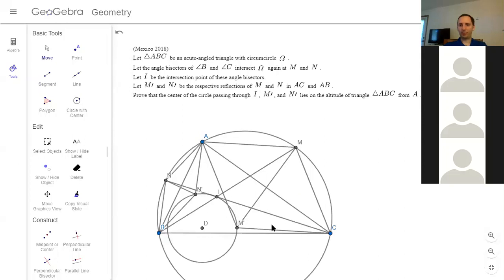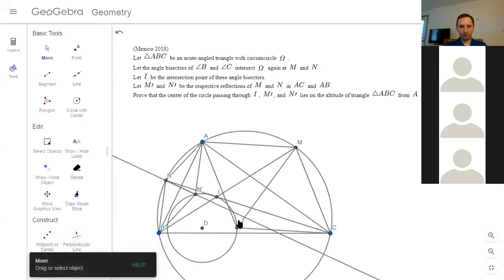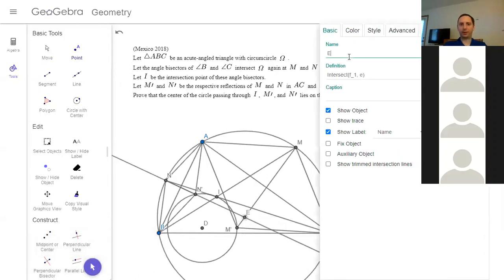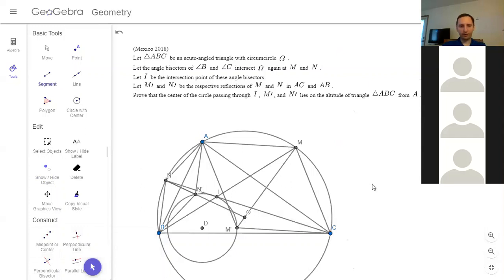N prime intersect M prime is the circumcenter of ABC. That's a good point. I should draw that in. So we can call that O. This looks a lot like a problem I did recently on my channel where that problem was parallelograms and this one's rhombuses. So yeah, O is the circumcenter. I didn't do this exact problem before, though. All right.